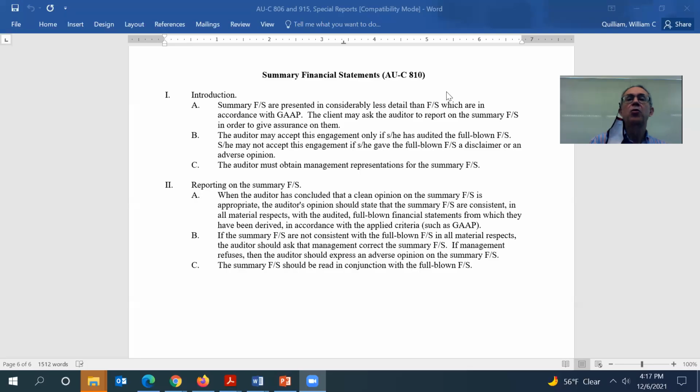So let's take a look here at summary financials. And for those of you online, I'm going to share my screen. If you're online, it looks just like this. And it's in the handout, which starts off with special reports at the top.